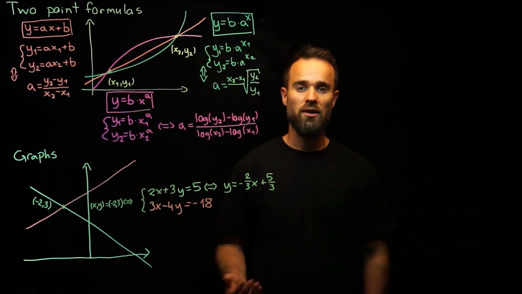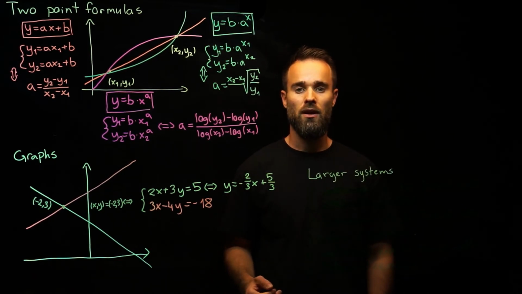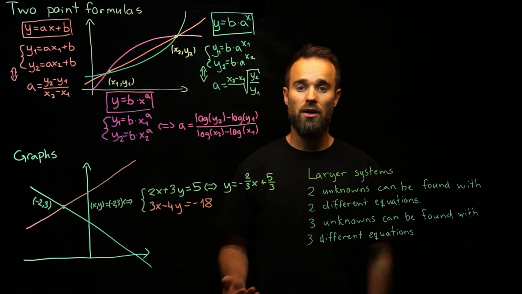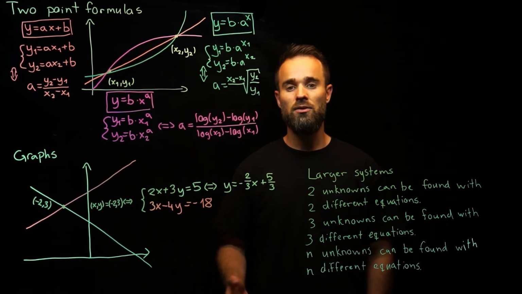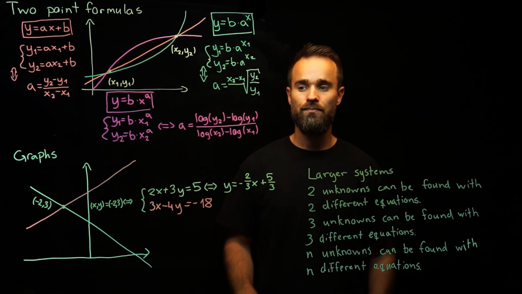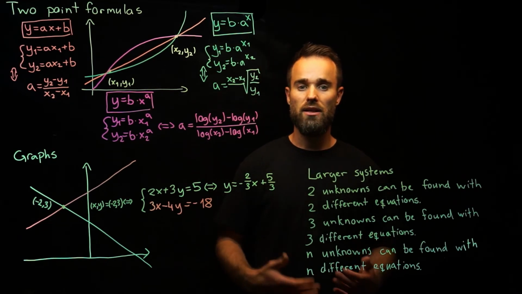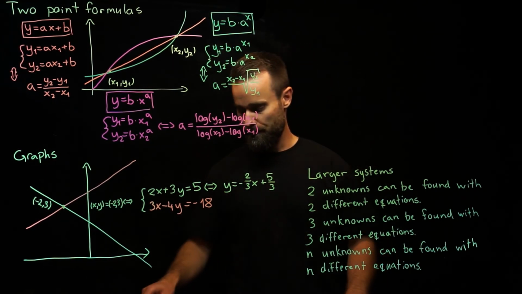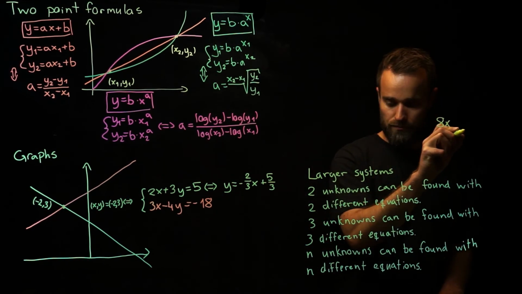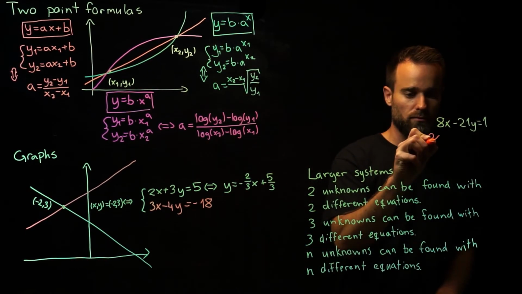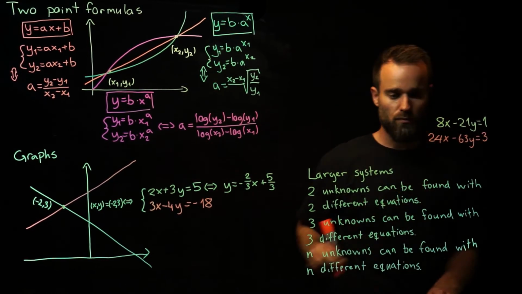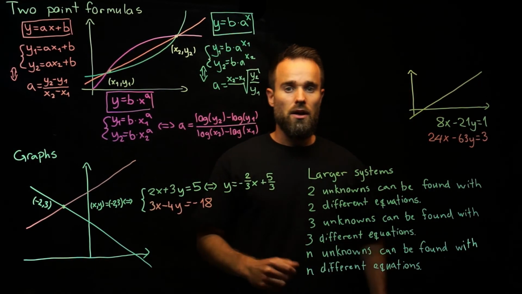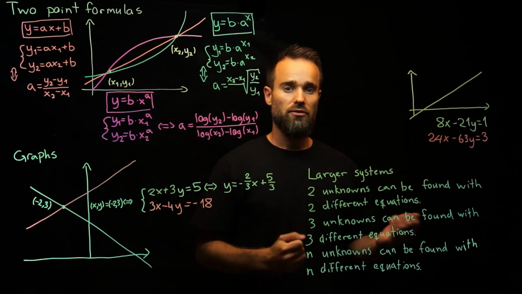And this actually goes beyond a system of just two equations. Two unknowns can be found with two different equations, three unknowns can be found with three different equations, and n unknowns can be found with n different equations. Different in this context means that the equations are not equivalent. Take, for example, the two equations here. At first glance, they do look different.